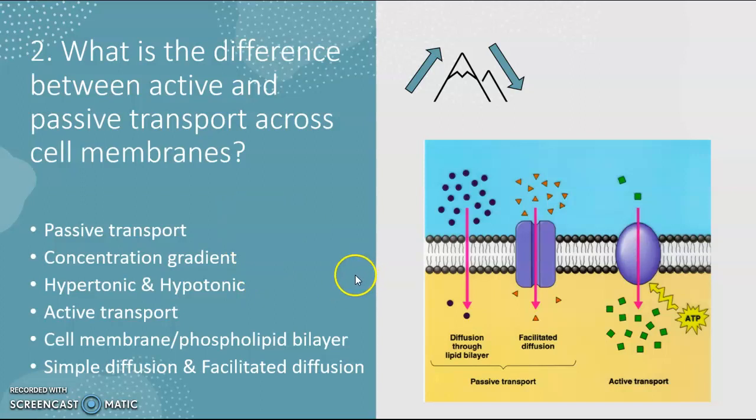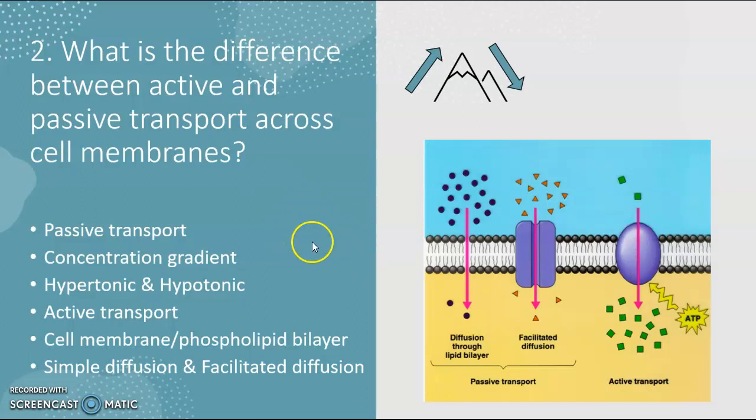If the concentration of a solution is higher inside the cell than outside of it, then it is hypertonic. But when it's the opposite, when the concentration is higher outside a cell than it is inside of it, it is hypotonic. When talking about passive transport, the molecules are moving from a high concentration to a low concentration, so they don't need energy to pass through the cell membrane. This process is called diffusion.